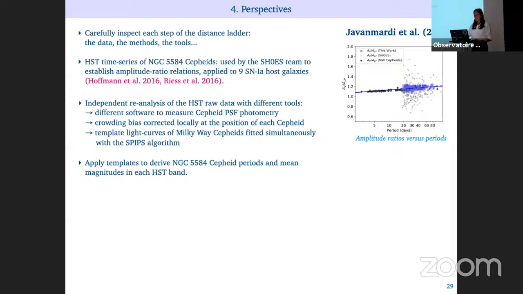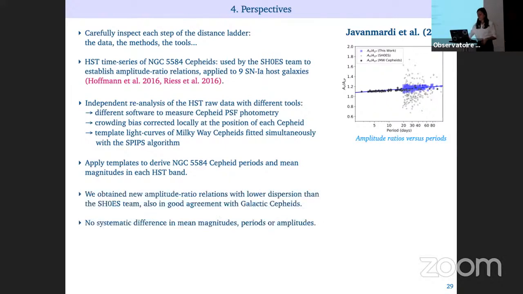In the paper by Javanmardi et al., we recalibrated these relations, and we obtained the points in blue, while the gray markers are from the SHOES team. So we obtained a lower dispersion, but also we are in very good agreement. And this relation is also consistent with Milky Way Cepheids. So adopting completely different methods yields a good agreement in terms of magnitude, periods, and amplitude. So it shows that this is really a consistent work.